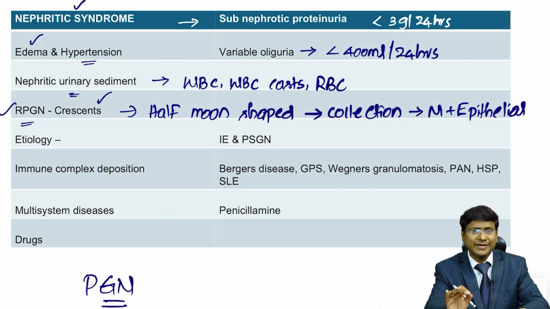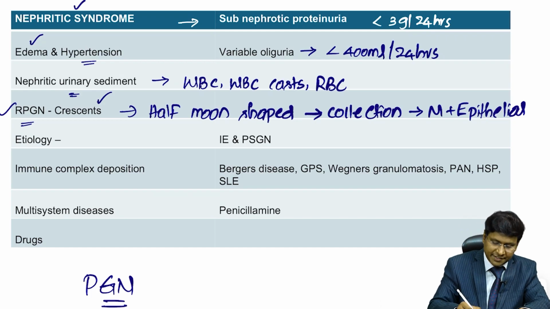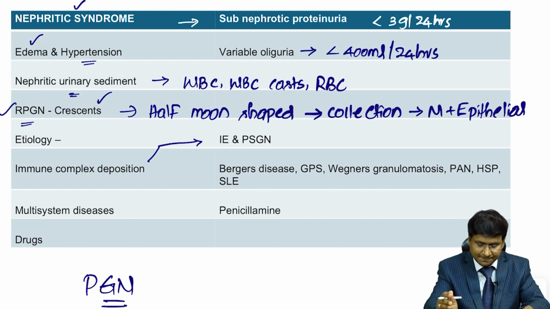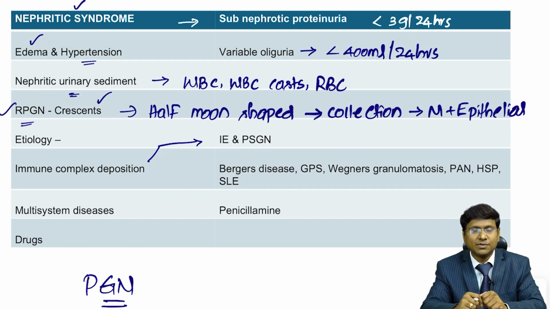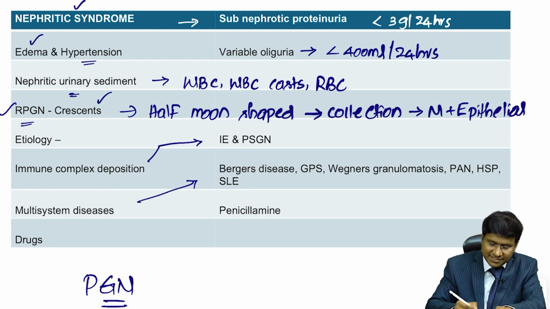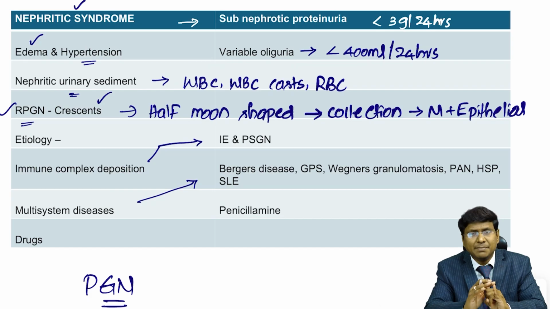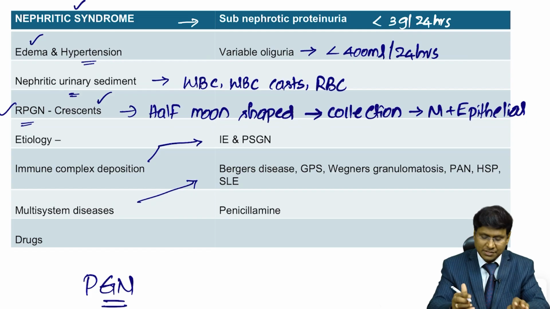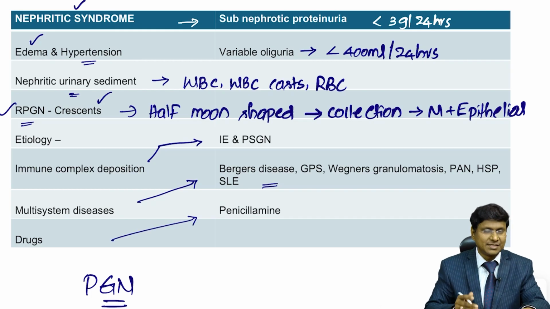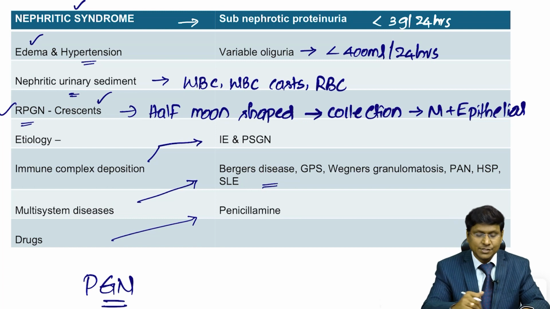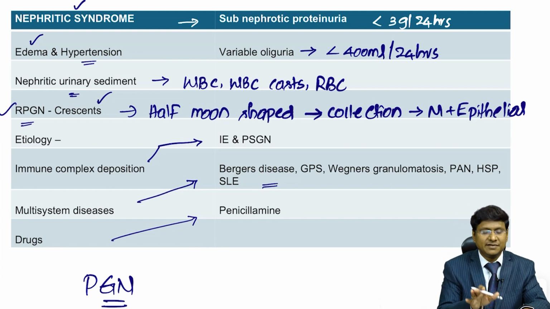Now the etiologies that will be causing nephritic syndrome or rapidly progressive glomerulonephritis: we have disorders where there is immune complex deposition, that you observe in infective endocarditis and post-streptococcal glomerulonephritis. Then multi-system diseases causing nephritic syndrome will be Berger's disease, which is your IgA nephropathy, small vessel vasculitis, that is Wegener's granulomatosis and Henoch-Schonlein purpura, then medium vessel vasculitis, that is polyarteritis nodosa, and Goodpasture syndrome. Next are the drugs, such as penicillamine. So these are all the etiologies contributing to nephritic syndrome or its more severe form, rapidly progressive glomerulonephritis.